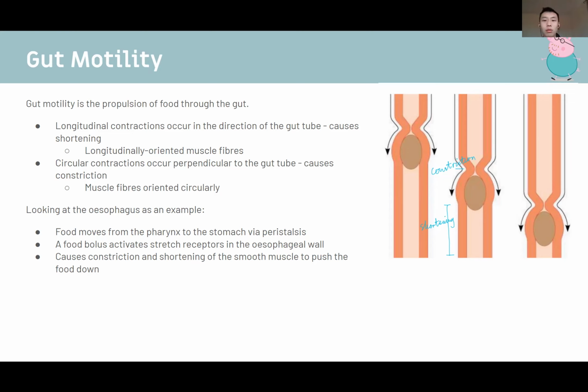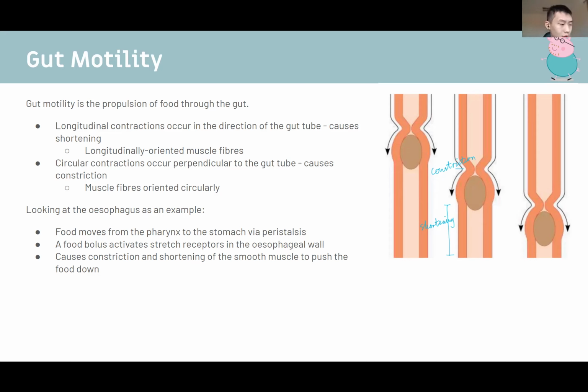So you can see on the diagram on the right, let's pretend that's the esophagus, which we'll talk about on the next slide. You can see that where I've labeled it, it's constricting behind the food, so it's making sure that the food can't go back up. And then it's also shortening below it. All of this helps to push the food down. So with the esophagus especially, that just moves the food from your throat, or the pharynx, down to your stomach. And you have stretch receptors inside the esophagus itself, and that's what's triggering the contractions.